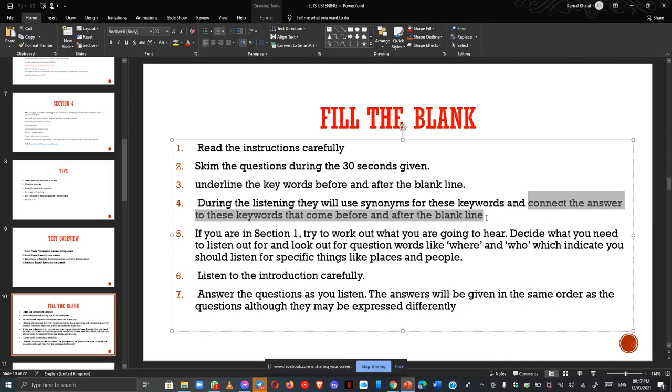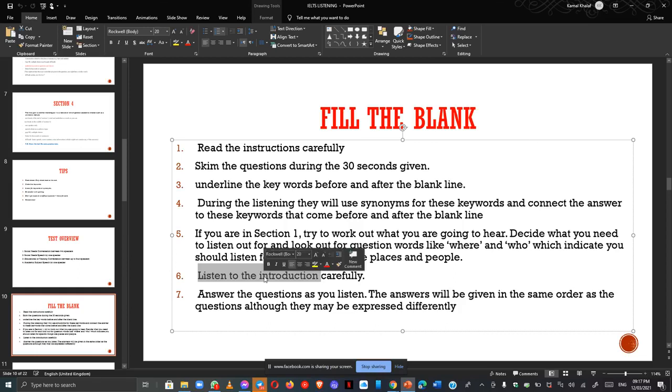This part is very important. You may hear all the choices A, B, C, and D, but the idea is which one is related to the keywords in the question itself, which one is needed to answer the question you have. If you are in section 1, try to work out, do you want a name, a date, a place, a price, and so on.